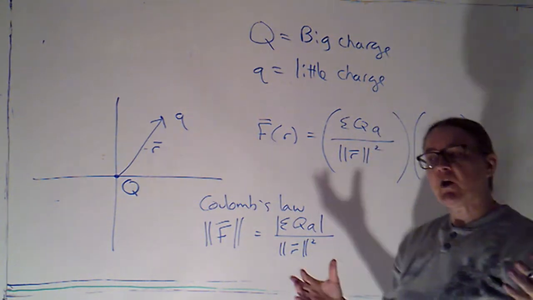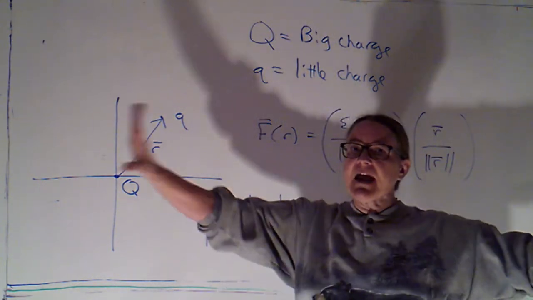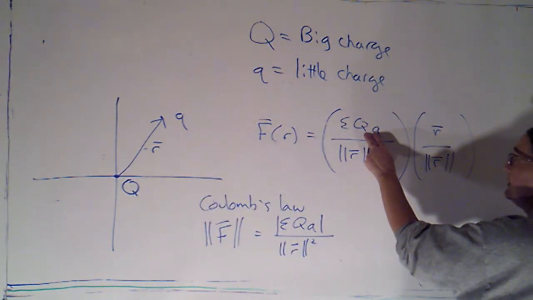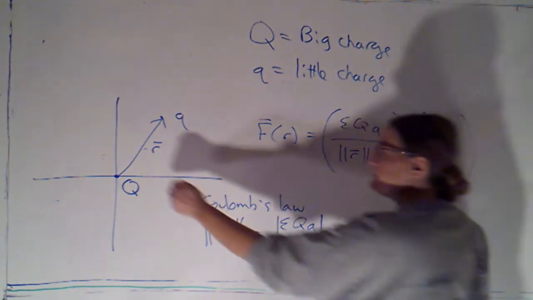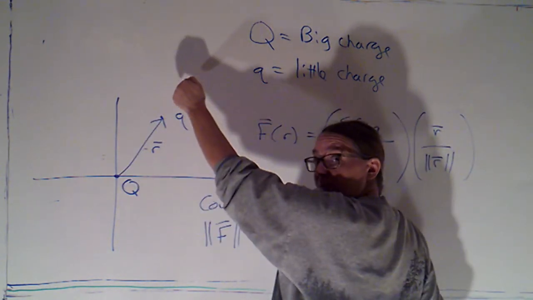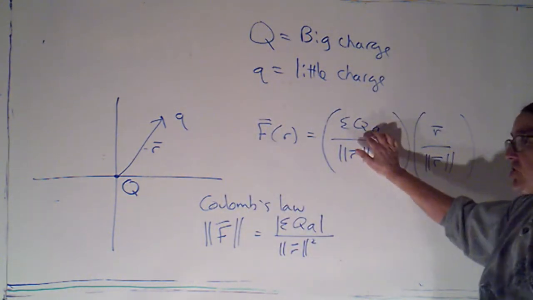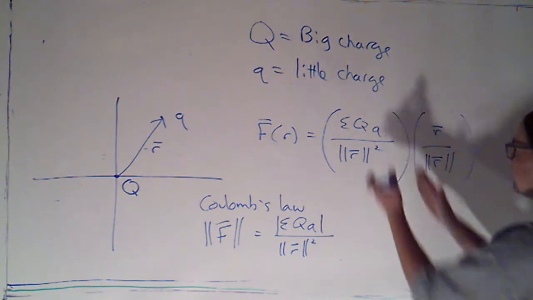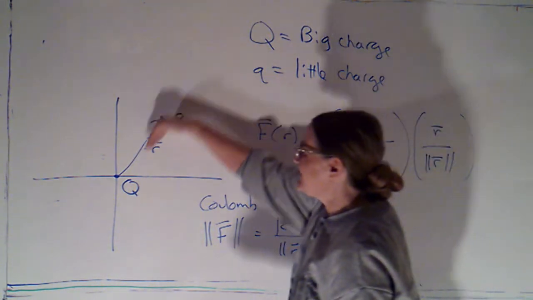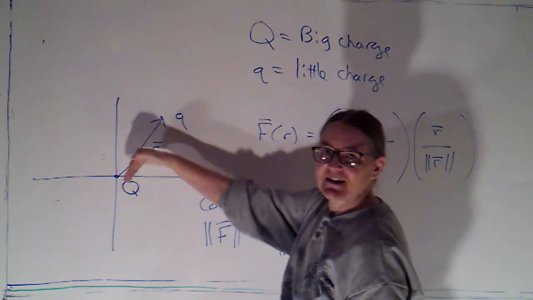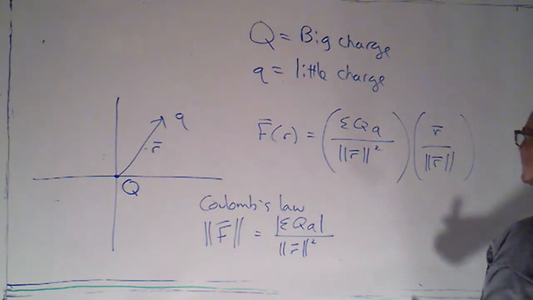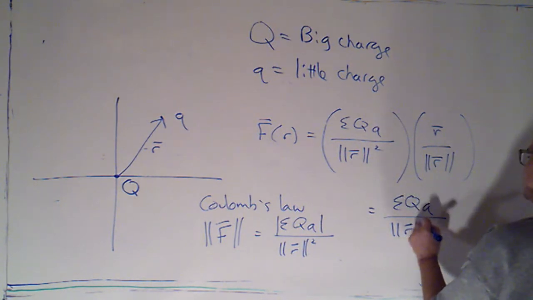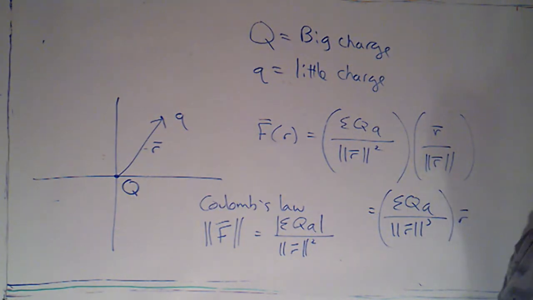I know that two particles that have the same sign repel each other. So if these have the same sign, this is going to be a positive number. So the force is acting in the direction of r. That would be away from Q. That's a repulsive force. On the other hand, if the charges have opposite sign, that's going to be an attractive force. So that would make this negative. If I bump that negative sign over here, the unit vector that points in the correct direction would be pointing towards the big charge at the origin. Okay. So this becomes epsilon Qq over the magnitude of r cubed times r.